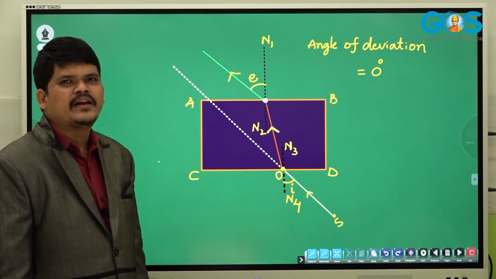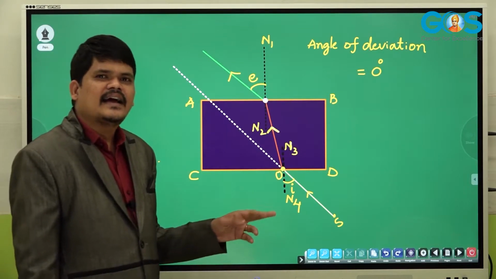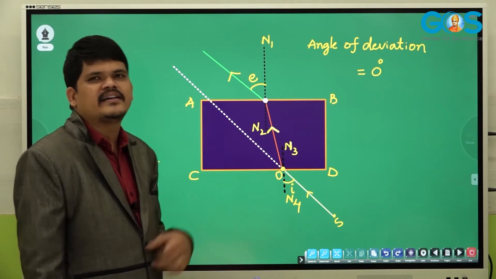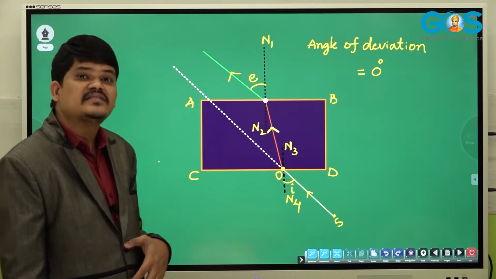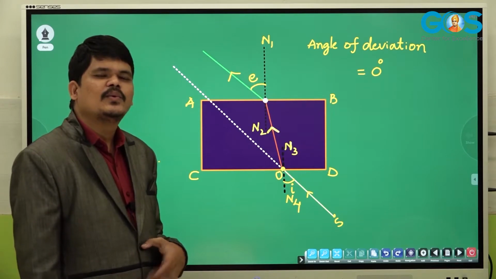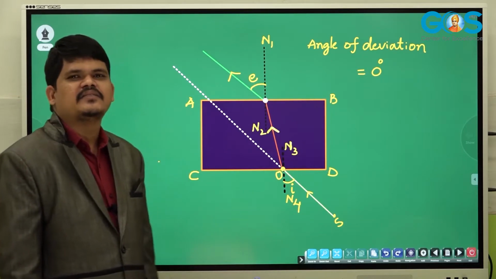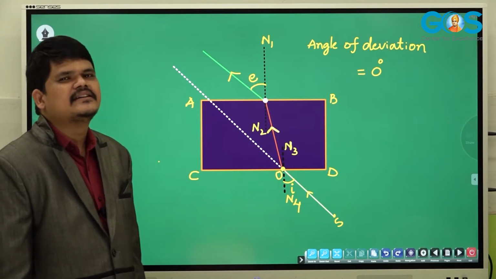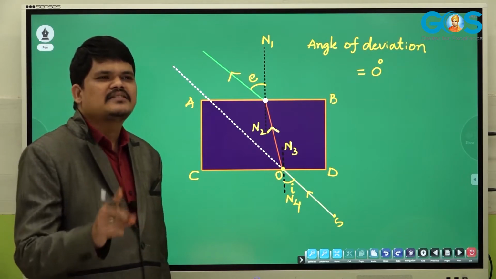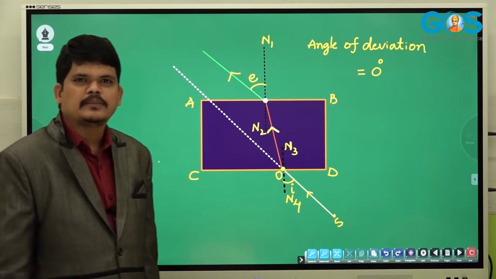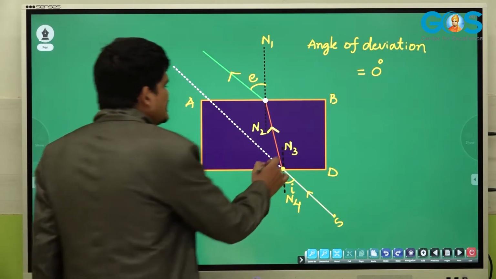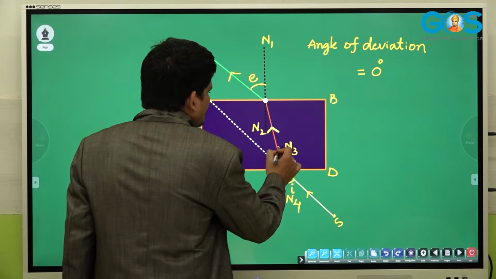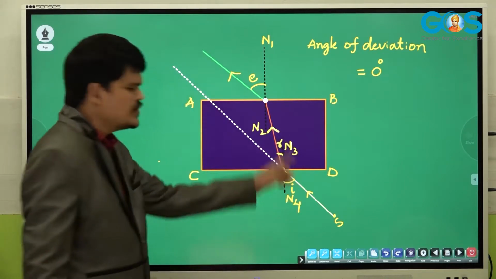Now we need to analyze whether glass is denser or rarer. With respect to air, glass is a denser medium. And now the RDTN condition. What is the RDTN condition? When a light ray travels from an optically rarer medium to an optically denser medium, after refraction it bends towards the normal. So therefore it is bending towards the normal.